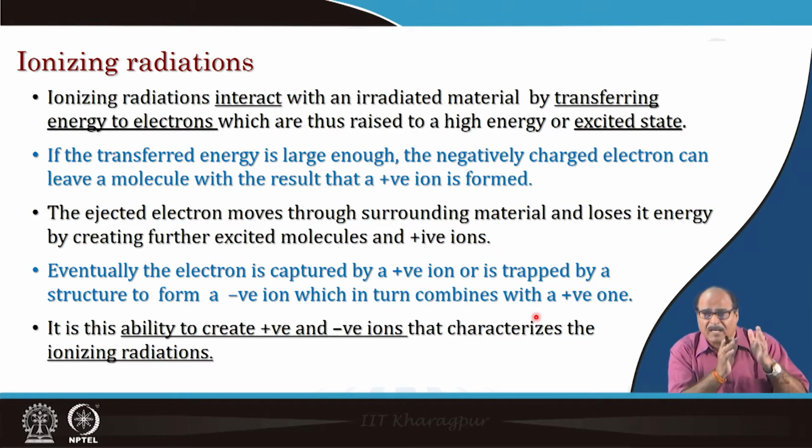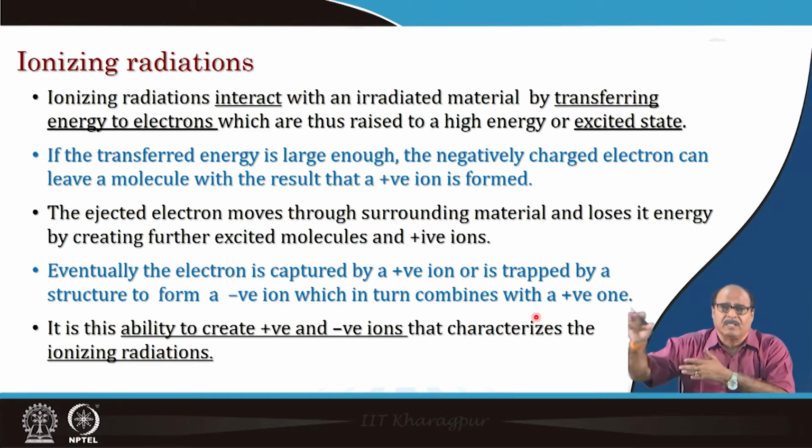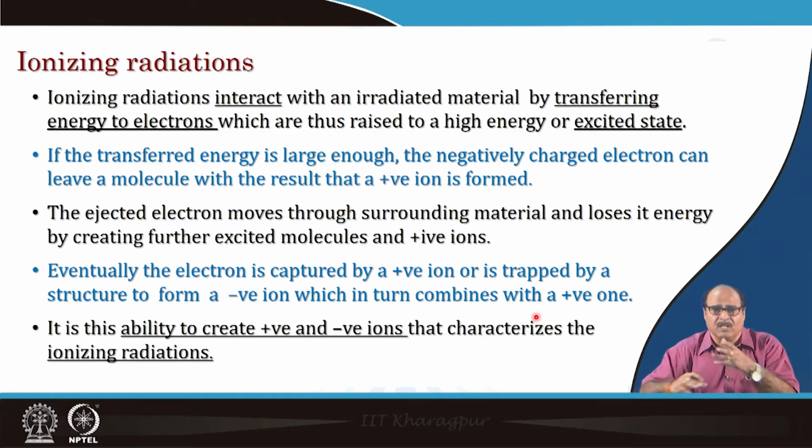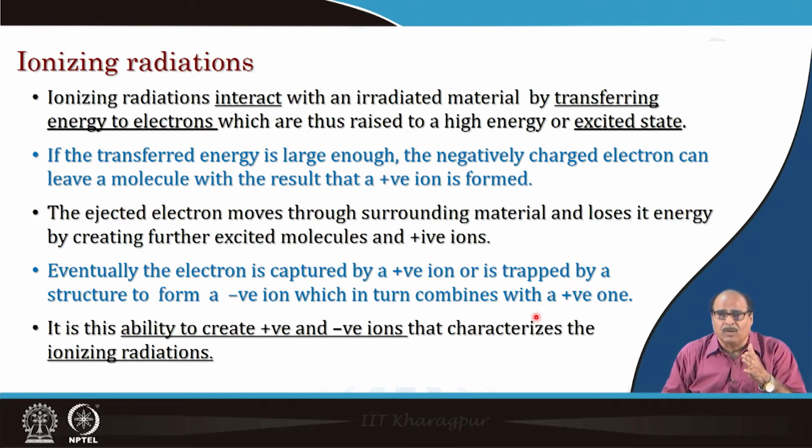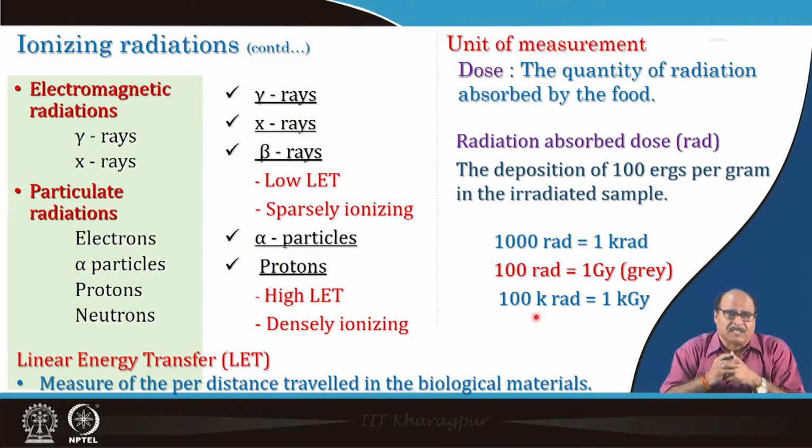Alright, and therefore, for every primary ionization, secondary and tertiary ionization reactions take place and the series continues, and the chemical effects normally seen in the food material are more because of the secondary ionization reactions. So, you can say eventually the electron is captured by a positive ion or by a structure to form a negative ion, which in turn combines with the positive ion. So, it is this ability to create positive and negative ions that characterizes the ionizing radiations, and which is used to advantage in food processing operations.